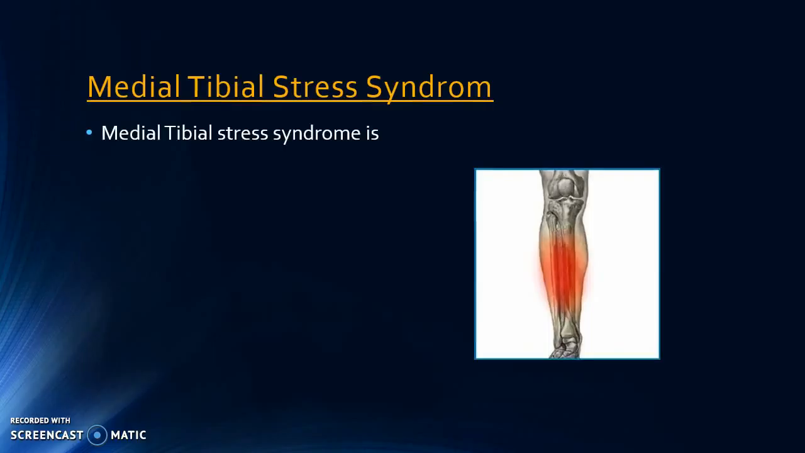Medial tibial stress syndrome, which is also commonly known as shin splints, is when there is pain in the anterior part of the shin. Conditions such as stress fractures, muscle strains, and chronic anterior compartment syndromes have all been termed as shin splints.